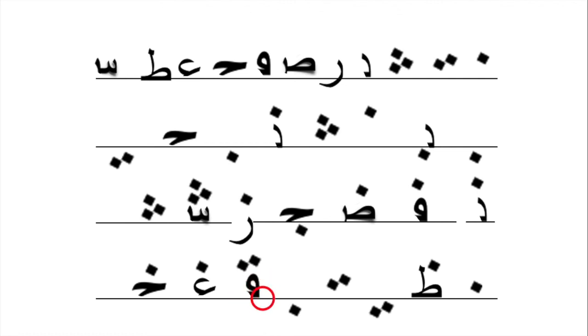Here we have our loop again, but with two dots. Over here we had the loop, but with one dot. We said that was a fa. Here we have the loop, but with two dots. So this is the qaf.